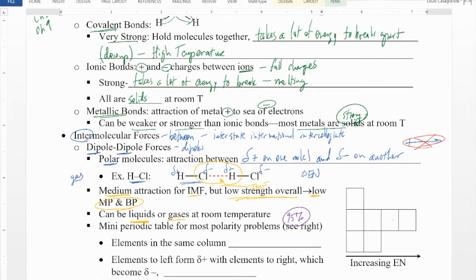Okay, in this little mini periodic table, let's start with row 2. In row 2, we're going to start with carbon. Why carbon? Because it's a nonmetal, and all these molecules are nonmetals only. And we have carbon, nitrogen, oxygen, and fluorine. Of course, we're ignoring the noble gases because they don't form molecules to have any polarity.